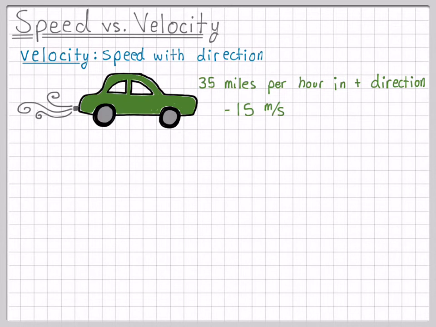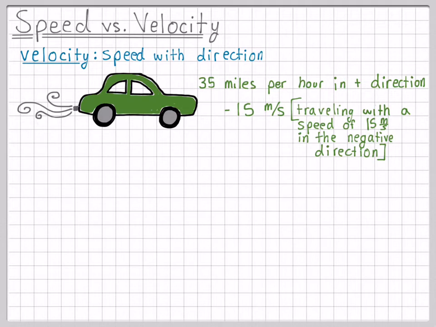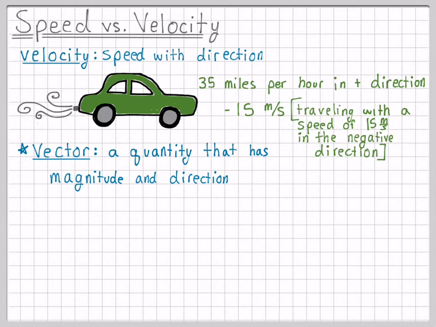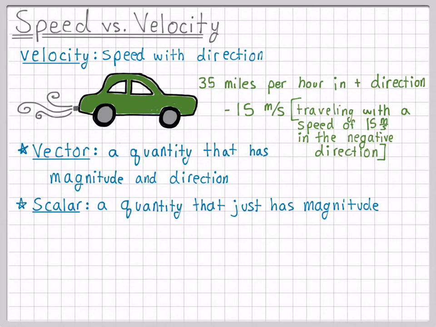Sometimes to include the direction, people just simply put a positive or negative sign in front of the value of the speed. So for example, a velocity of negative 15 meters per second tells us that the car was traveling at a speed of 15 meters per second, but in the negative direction. Velocity is known as a vector quantity. A vector must include a magnitude, also known as a size, and a direction, whereas a scalar just has magnitude or size. Speed is an example of a scalar since it does not include direction.